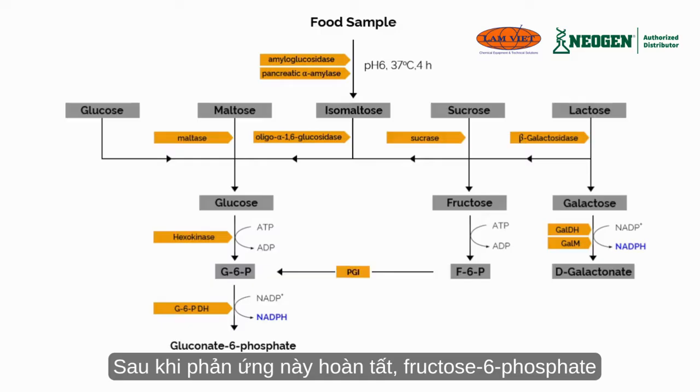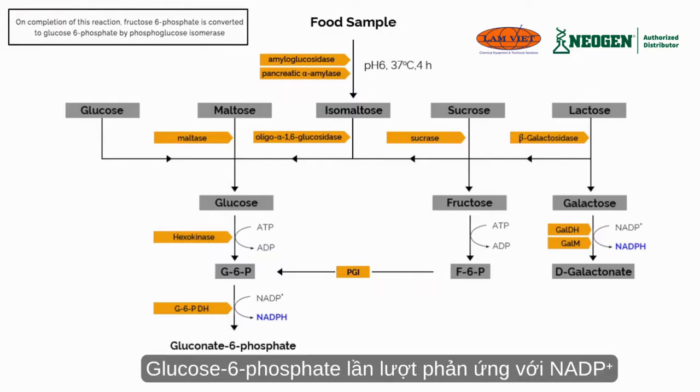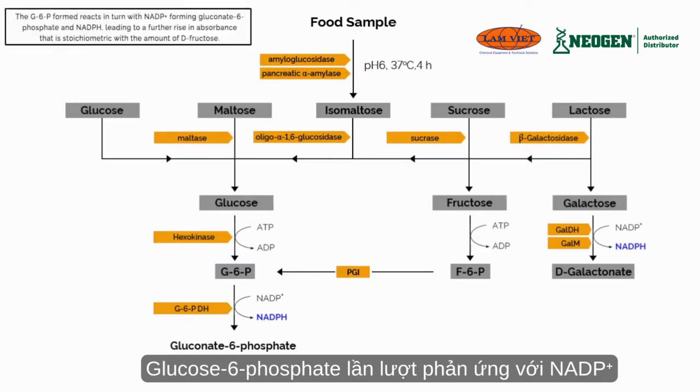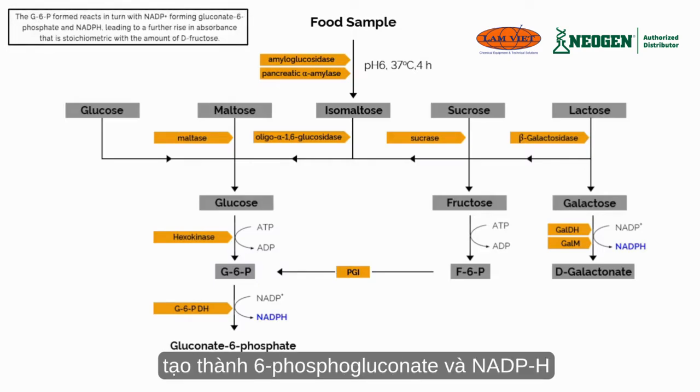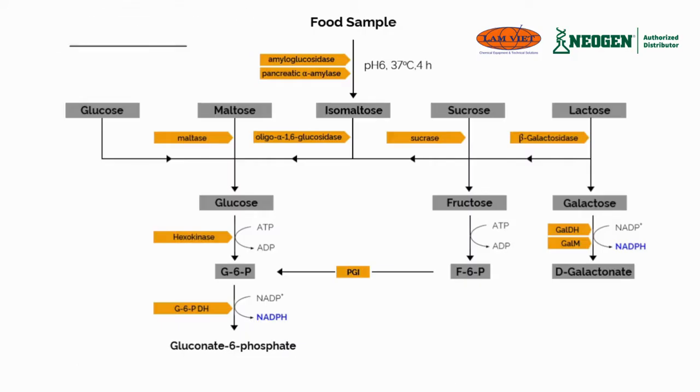On completion of this reaction, fructose 6-phosphate is converted to glucose 6-phosphate by phosphoglucose isomerase. The glucose 6-phosphate reacts in turn with NADP+, forming gluconate 6-phosphate and NADPH, leading to a further rise in absorbance that is stoichiometric with the amount of D-fructose.